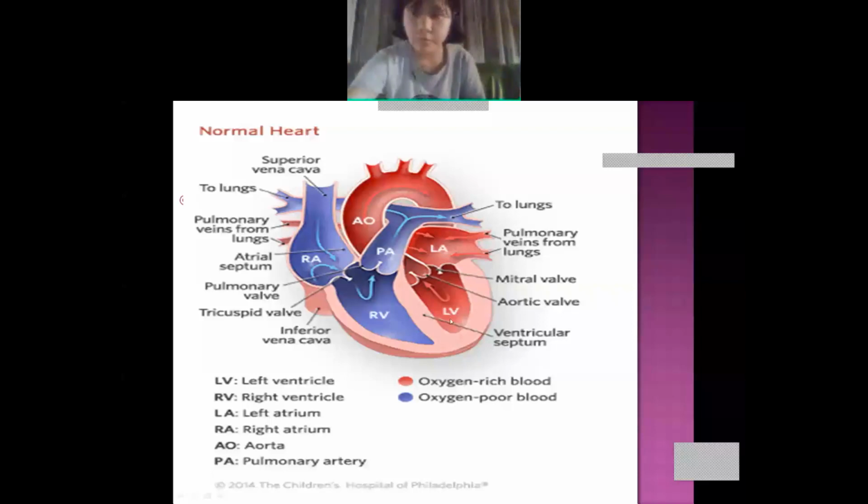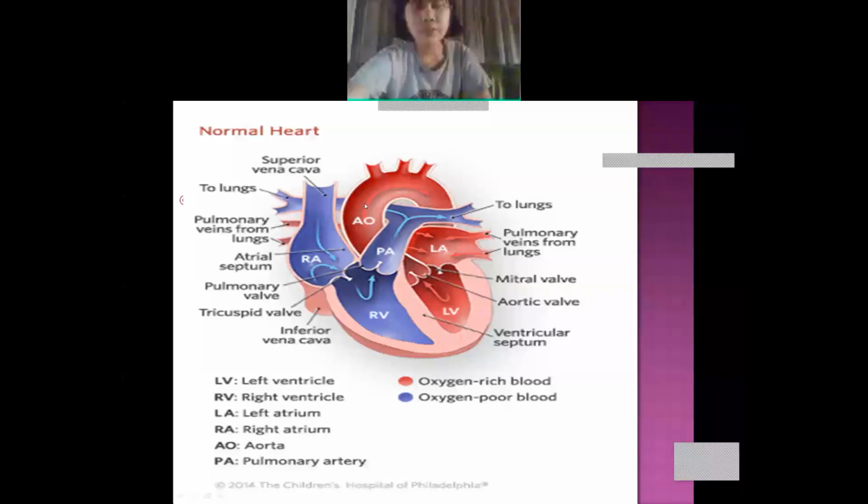When it enters the left ventricle, again it will go up. What is the name of this valve? Aortic valve. This is the aortic valve. As soon as this aortic valve opens, what will happen? It will go up to the aorta, the arch of the aorta, which we just studied. After that, it will go and supply all the different parts of the human body. That is the oxygenated blood.